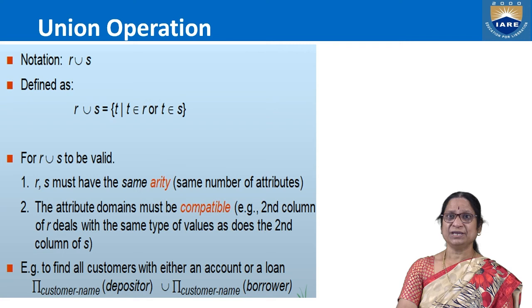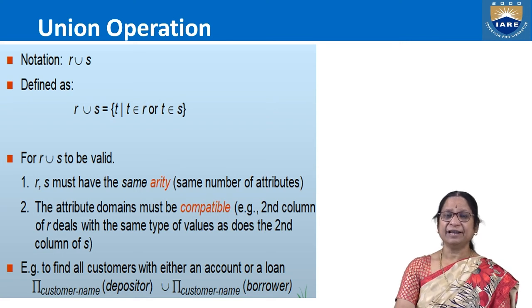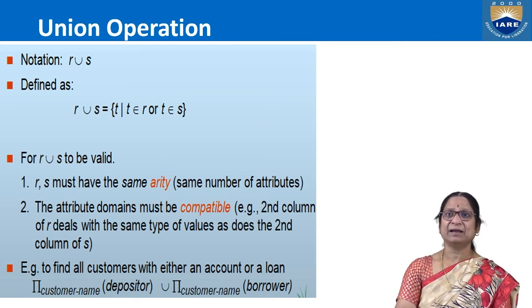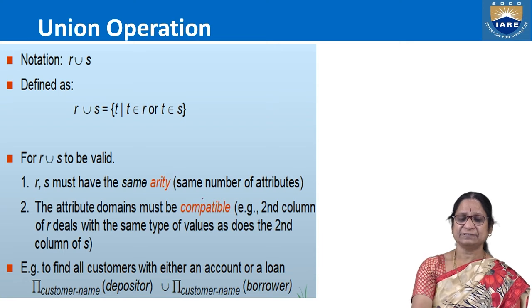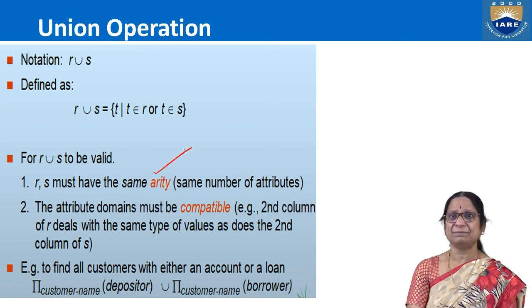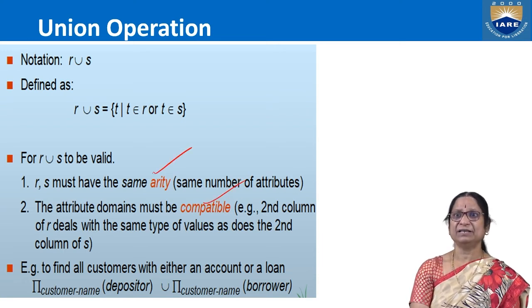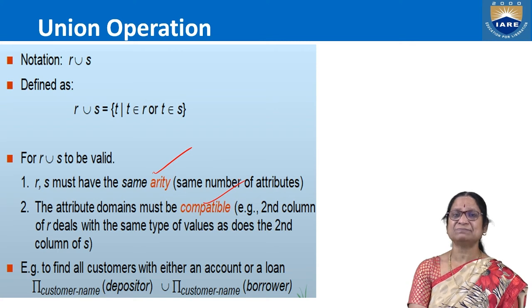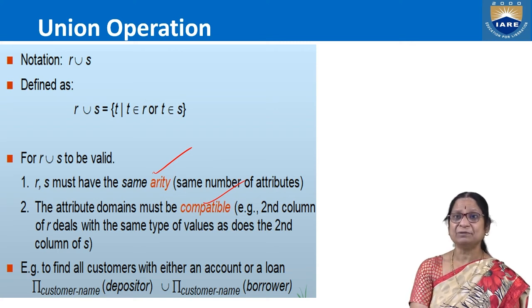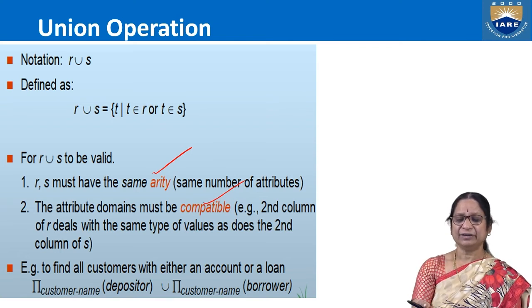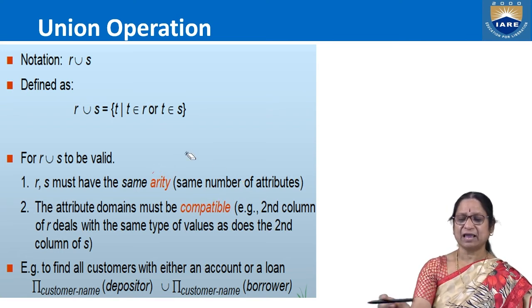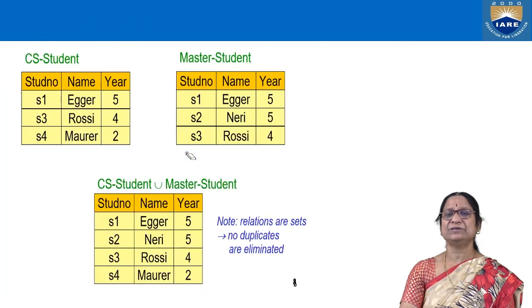And for R union S to be valid, R and S must have compatibility. Compatibility means they should have the same arity, the same number of attributes. Compatibility also means the respective attribute domains must be the same. If the two operand relations are like this, then you can easily apply this union operator.